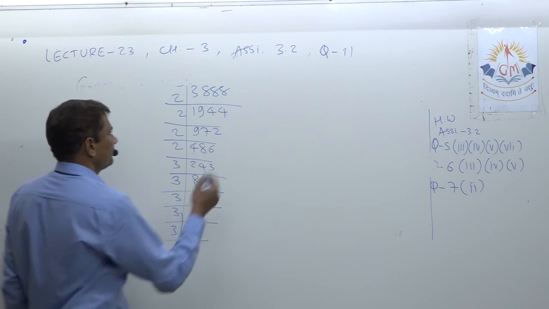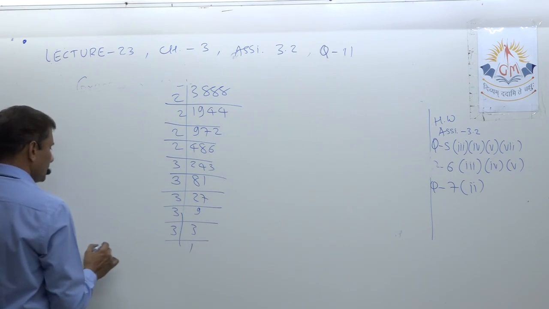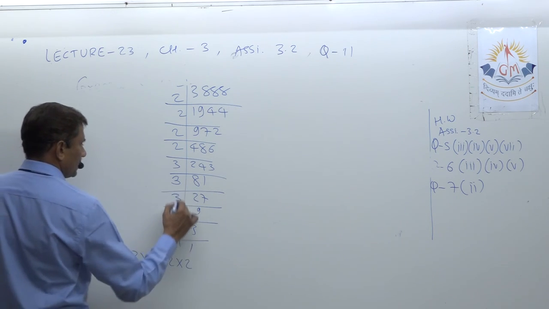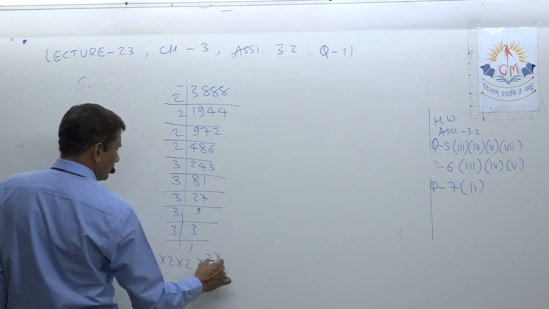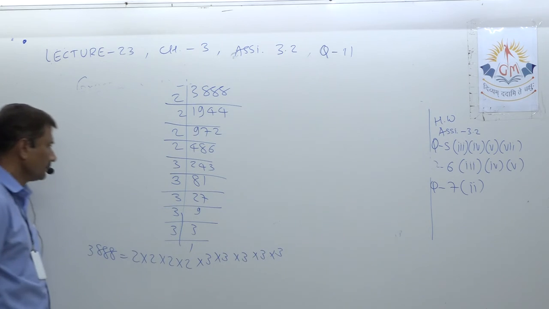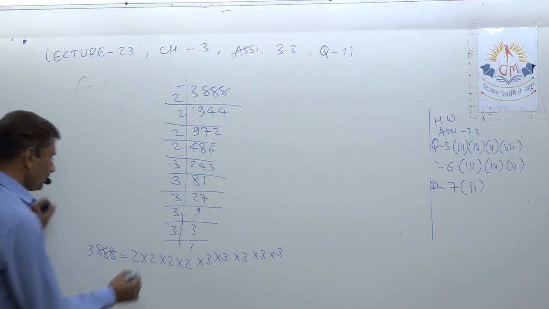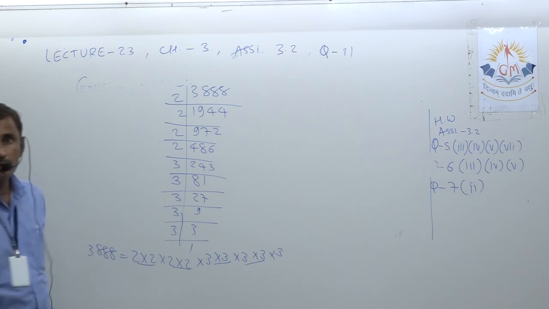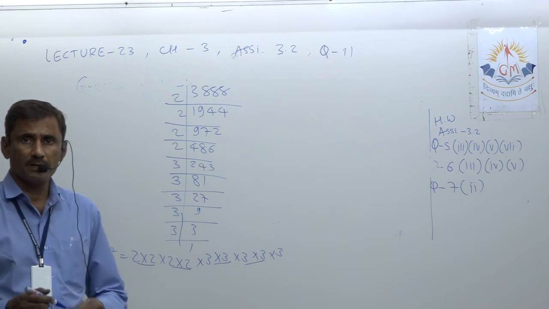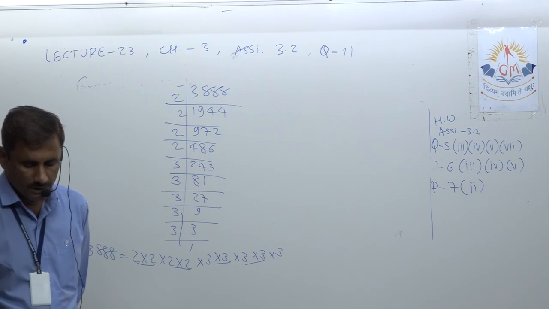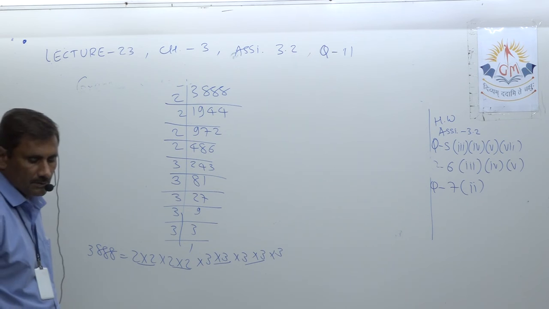Now write everything. I am just writing 3888 equals 2 into 2 into 2 into 2, 4 times, 3 5 times, into 3 into 3 into 3 into 3 into 3. Okay, 2 4 times, 3 5 times. Now make pairs here. You can see here one number, the last 3, is unpaired. The last number is unpaired.